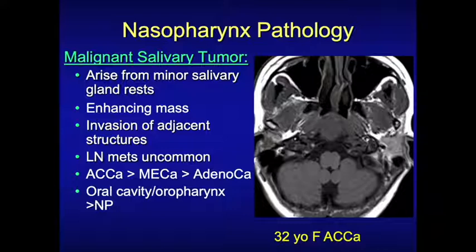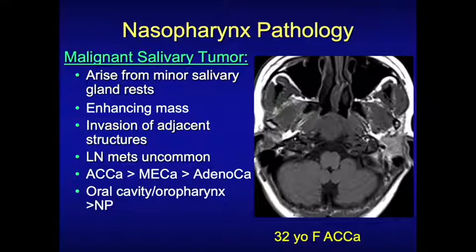A malignant salivary tumor, on the other hand, also arises from these minor salivary gland rests and can occur anywhere within the pharynx. These are enhancing masses which do have invasion of the adjacent structures. Lymph node metastases are uncommon with salivary gland tumors as opposed to the typical nasopharyngeal carcinoma, which almost always presents with metastatic lymphadenopathy. The common tumors of the salivary glands, the malignant ones, the most common would be adenoid cystic carcinoma, as in this example.